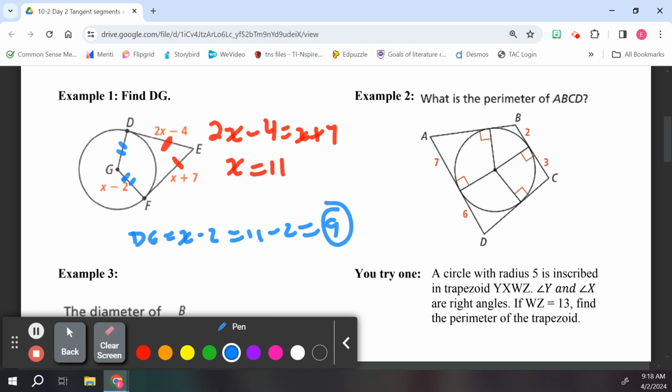Any questions on this? All right, example 2.